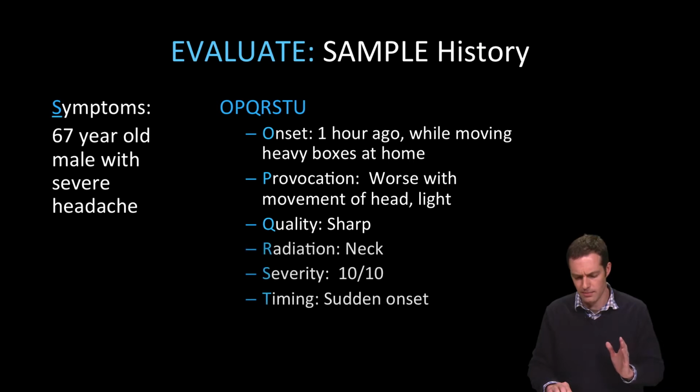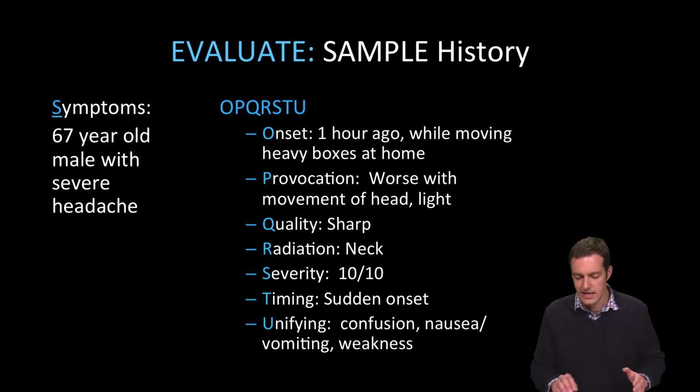so he definitely has some photophobia or light sensitivity. Quality, it's a sharp pain, radiates around the head down to the neck. Again, very severe, 10 out of 10 pain. Worst headache of his life. And he said it was a sudden onset in its timing. In addition, in the unifying symptoms, he has the confusion, which we've noticed. He's vomited prior to the arrival, and he's feeling weak, unable to walk.